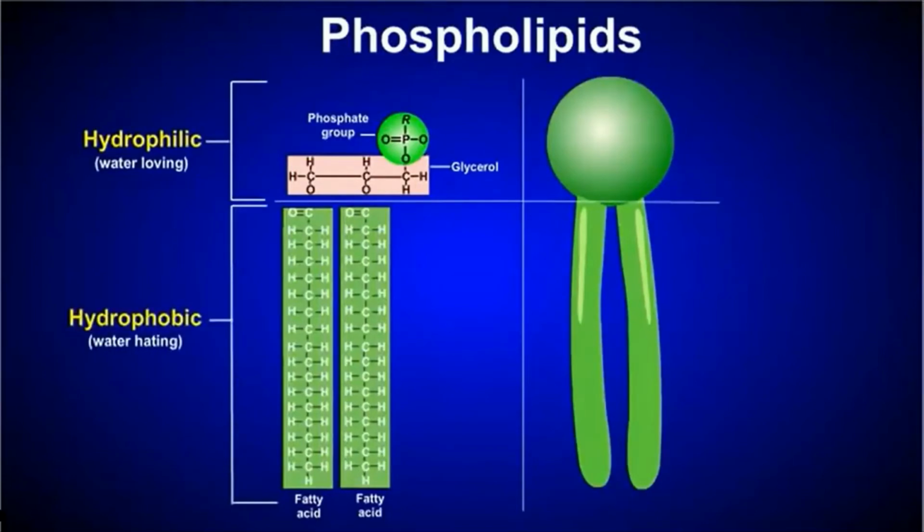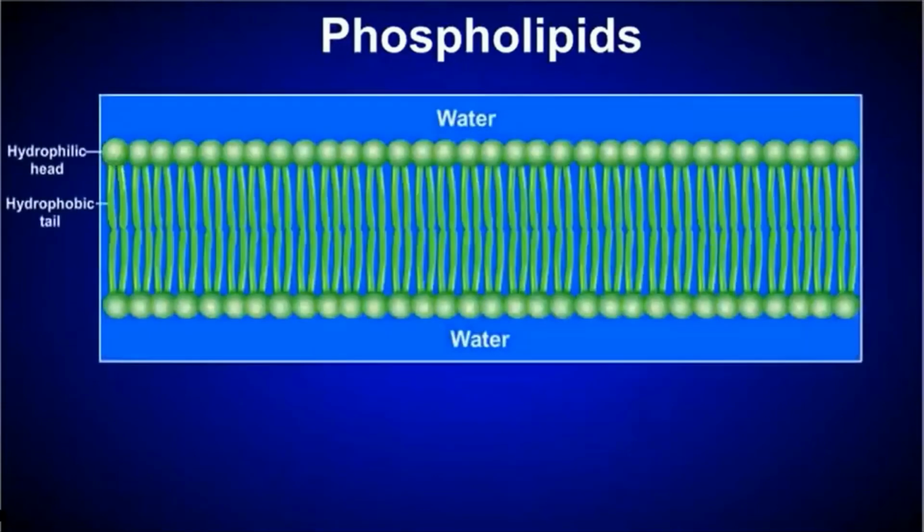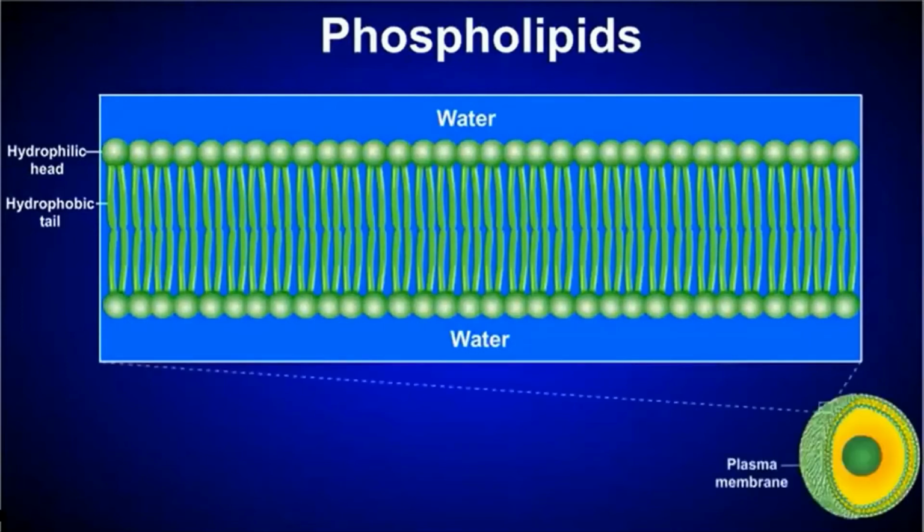Because of these unique properties, phospholipids tend to arrange themselves so that only the hydrophilic heads interact with the watery environment, and the hydrophobic tails crowd inward away from the water. This structure is the major component of plasma membranes of the cell.